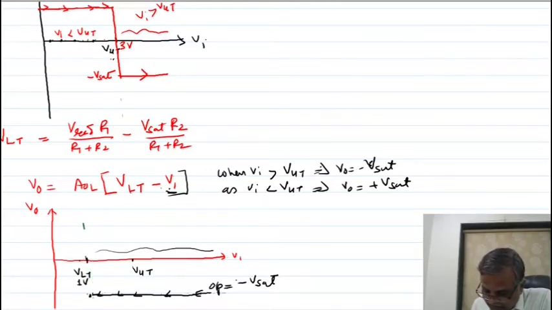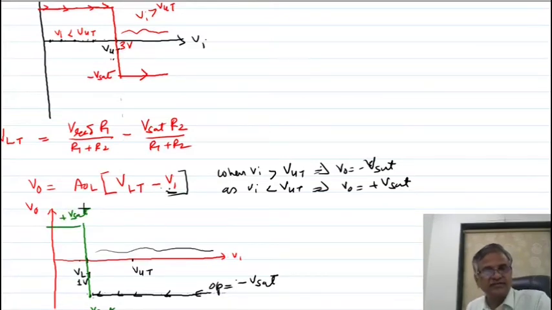Immediately the transition takes place from minus V sat to plus V sat. It is called a regenerative transition. I think you understand. See, look here.